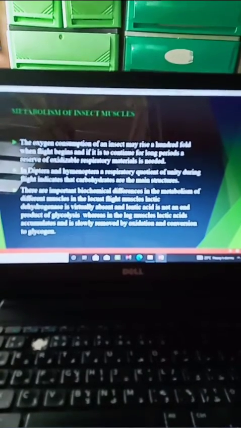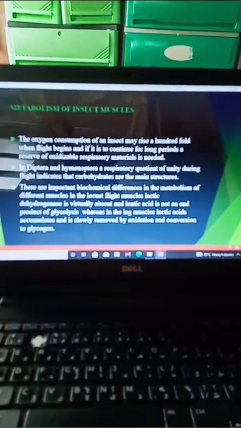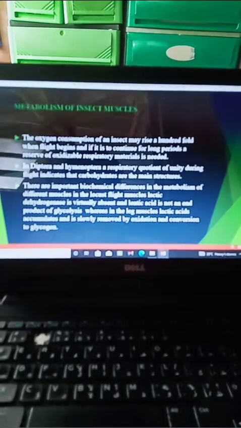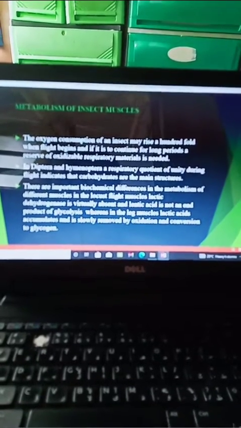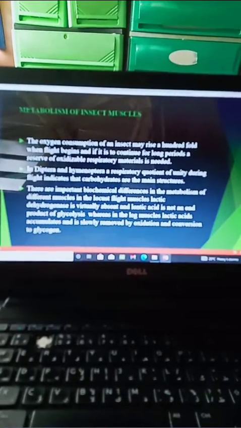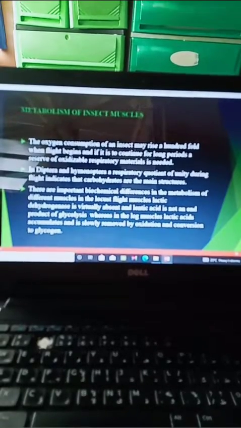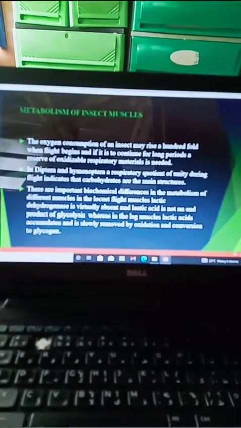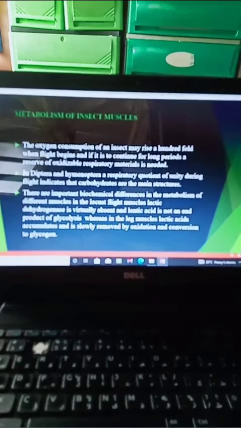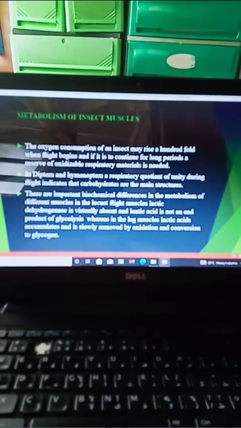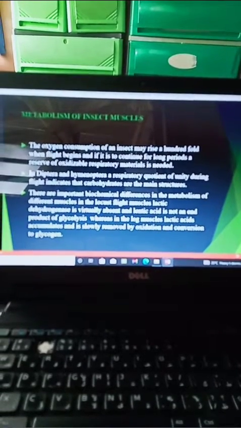There are important biochemical differences in the metabolism of different muscles in the locust. In flight muscles, lactic dehydrogenase is virtually absent, and lactic acid is not an end product of glycolysis, whereas in the leg muscle, lactic acid accumulates and is slowly removed by oxidation and conversion to glycogen.